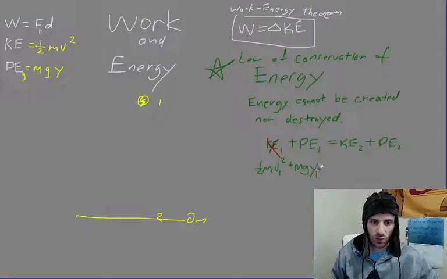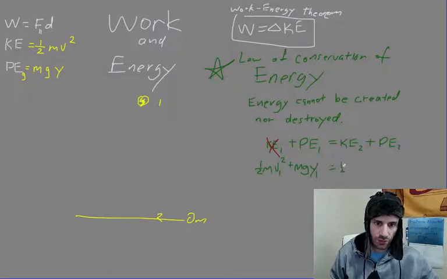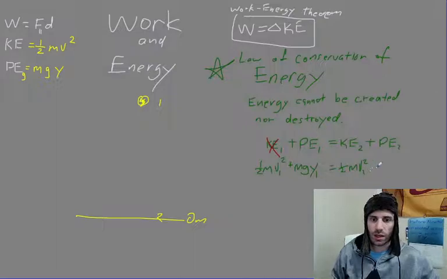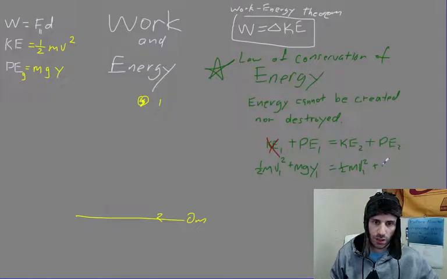This is at position 1, and that's going to equal the kinetic energy at position 2. Okay, so let's write the 1/2 mv squared at position 2 plus the potential energy at position 2. Okay, so that's going to be mgy, but that's the position for position 2.